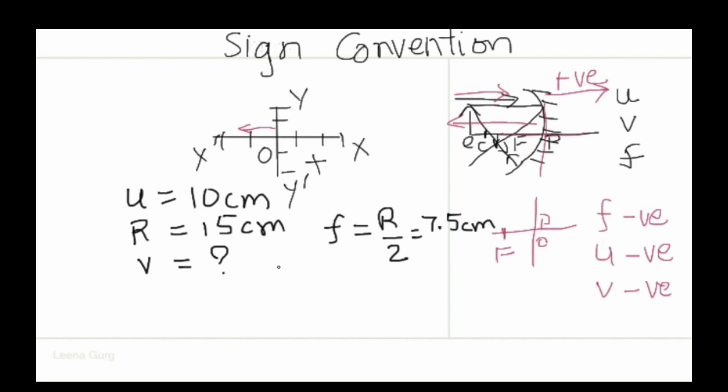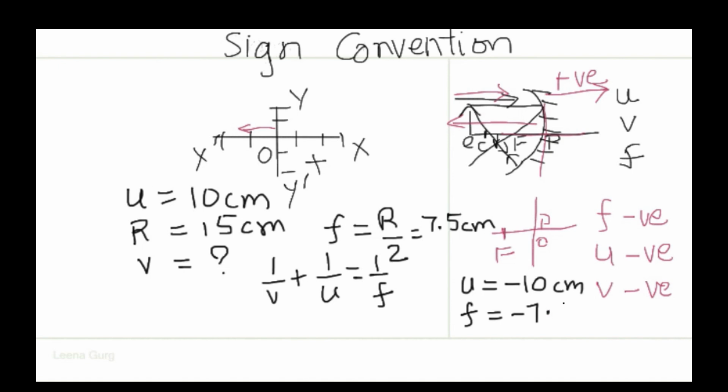Now, to find out the value of the image distance, you use the formula for the mirror, which is 1 by v plus 1 by u is equal to 1 by f. When we use this formula, we'll put u, the object distance, as negative because it is measured in this direction. So this is minus 10 centimeters. The focal length is also negative. So you put a negative sign, 7.5 centimeters, and you can calculate and find out what is v. If you put in the values and find out the value of v, it comes out to be minus 30 centimeters.